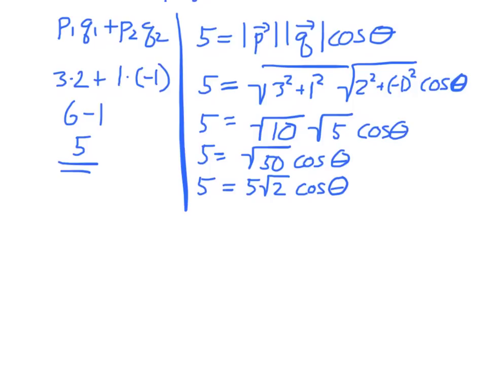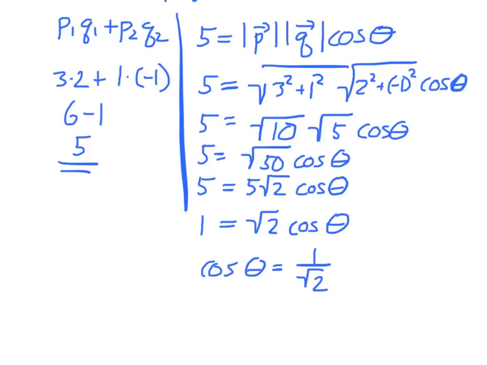So we see that we divide both sides of the equation by 5, we get 1 equals the square root 2 of cosine theta, and therefore cosine theta equals 1 over the square root of 2. But remember, I'm not done. I've been asked to find theta, so I need to do inverse cosine here. Okay, inverse cosine of 1 over the square root of 2 equals 45 degrees, exactly 45 degrees.